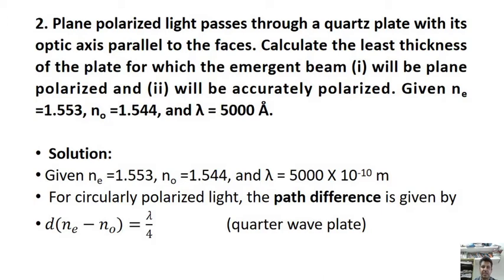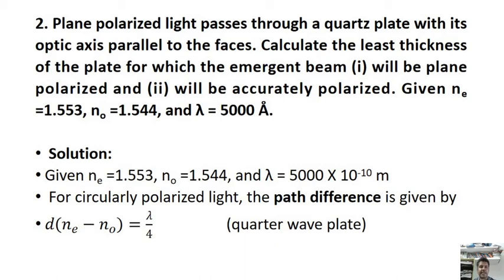Plane polarized light. After coming from a Nicol prism, we have plane polarized light. This plane polarized light passes through a quartz plate with its optic axis parallel to the faces. Calculate the least thickness of the plate for which the emergent beam will be plane polarized and also circularly polarized. So we have to find the least thickness of the plate at which the emergent beam is plane polarized or circularly polarized, and calculate it here.